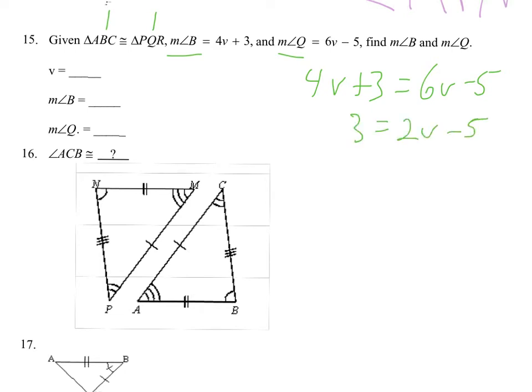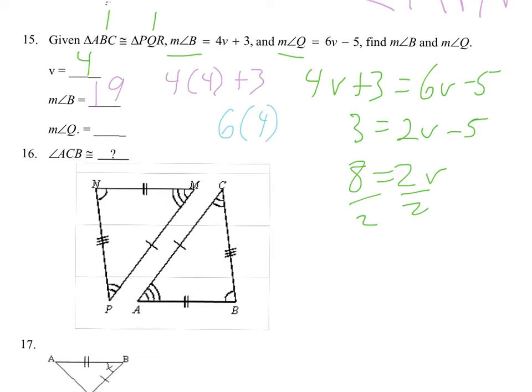Add 5 to both sides. 2V equals 8. V equals 4. Now I plug those into each of those, so for angle B, that's 4 times V, which is 4, plus 3, is 16 plus 3, or 19. And then 6 times 4 minus 5, 24 minus 5, is 19 as well, which they're congruent, so we should get the same thing.